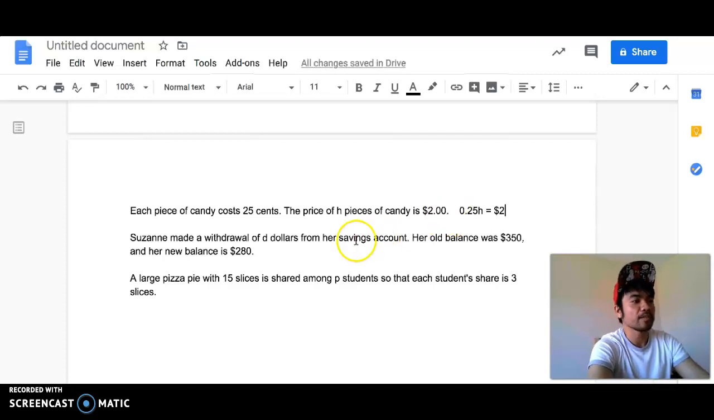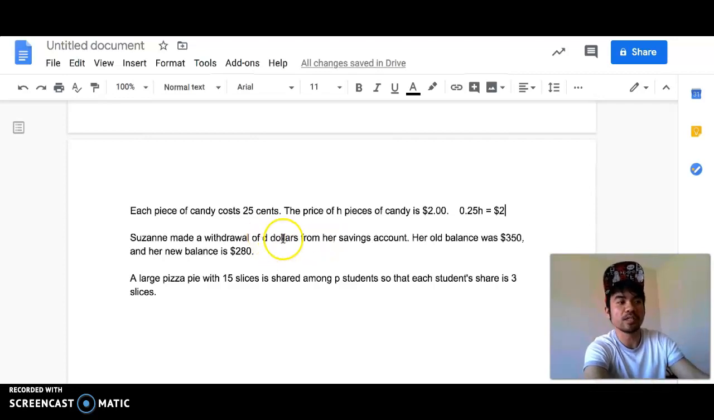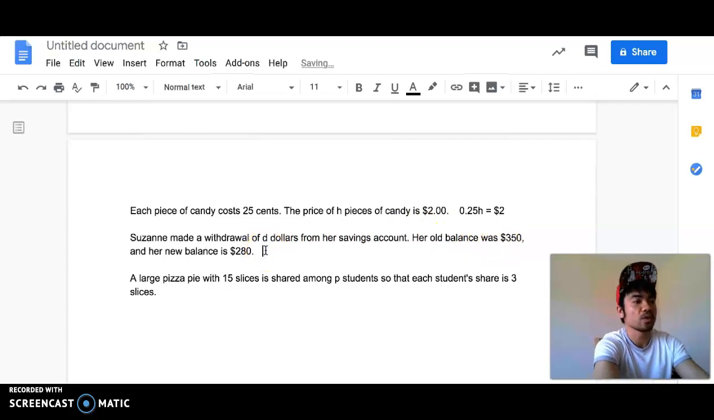Okay? Now this one, Suzanne made a withdrawal, whatever. You withdraw money, okay? When you withdraw money, you're actually subtracting, isn't it? You withdraw D dollars from her savings account. Her old balance was $350 and her new balance is $280. So if you know that her old balance was $350 and you withdraw money, but we don't know what the money was, so it's minus D equals 280.